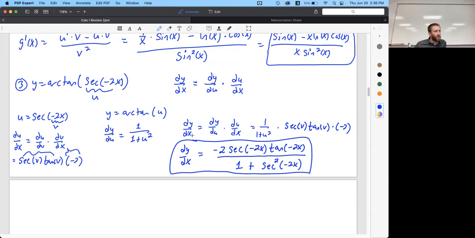And those become much easier with experience because you can do some of that stuff in your head. Just find the derivative of the inside function, that's -2, times the derivative of secant, that's secant tangent, times the derivative of arctangent. That's all we really did. We just multiplied all those derivatives together.